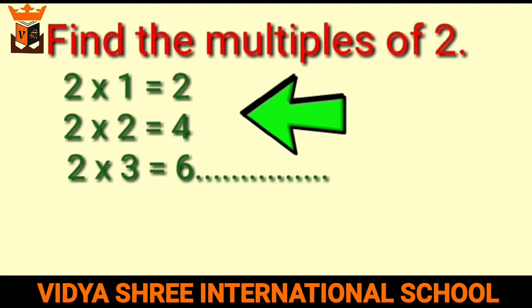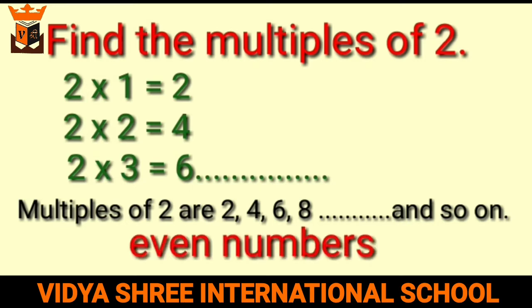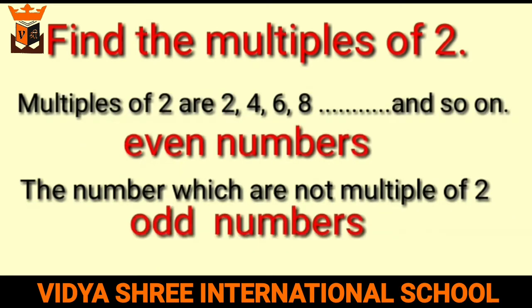Now let us find out the multiples of 2. 2 multiplied by 1 is 2. 2 multiplied by 2 is 4. 2 multiplied by 3 is 6 and so on. Multiples of 2 continue infinitely. What's special about the multiples of 2? Here, the multiples of 2 are 2, 4, 6, 8 and so on. All the multiples of 2 are called even numbers. But what about the numbers which are not multiples of 2? The numbers which are not multiples of 2 are called odd numbers.